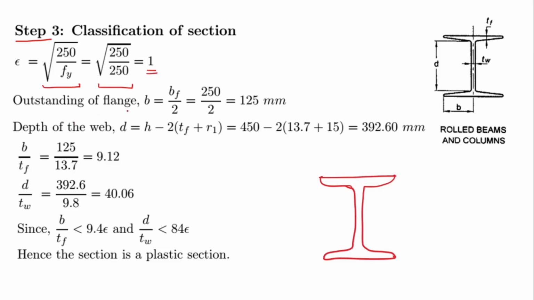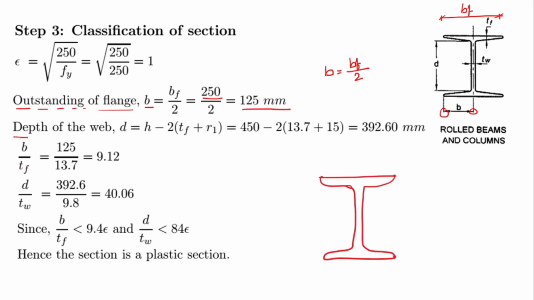Then the outstanding of the flange is denoted by small b. Small b is the distance from the center line of the web to the edge of the flange. We know the total width of the flange is Bf. So small b equals Bf by 2. Here the Bf is 250, so small b is calculated as 125 mm.